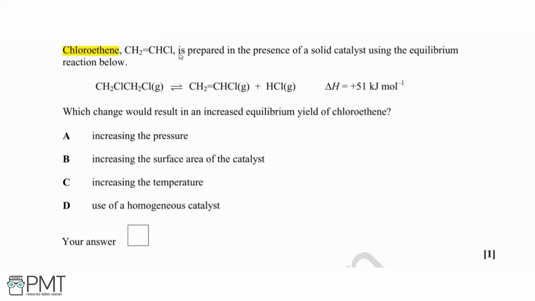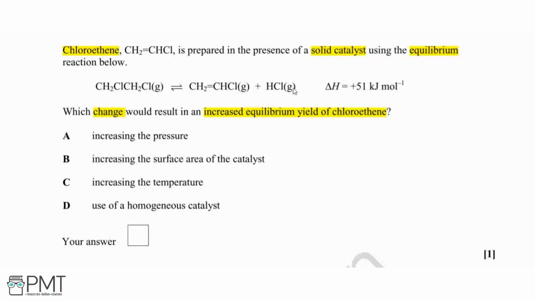Chloroethene, the structure here, is prepared in the presence of a solid catalyst using this equilibrium reaction, which we can see here below. And the enthalpy change for the forward reaction here is plus 51 kilojoules per mole. And we need to identify which change will result in an increased equilibrium yield of our chloroethene. So let's go through these options and see which one will give us the increased yield for chloroethene.